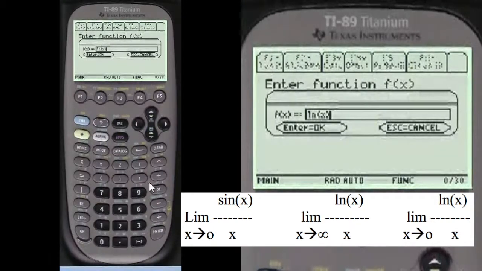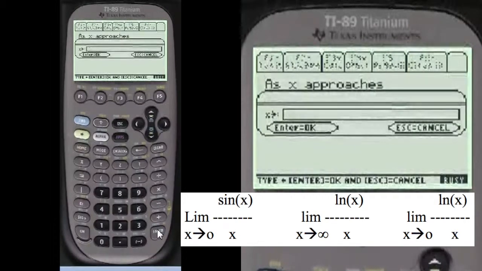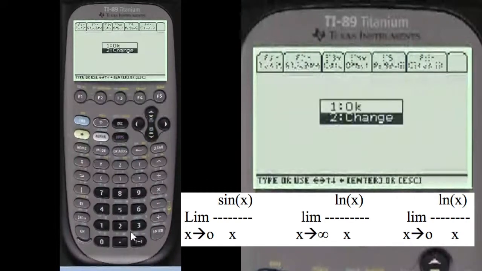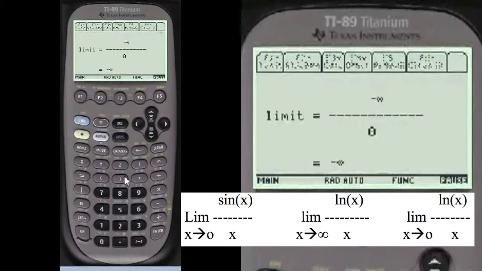x, close out the parentheses, divided by x as x approaches 0. Show you what you meant. We say it's okay. Now this one, the limit is negative infinity over 0 equals negative infinity. So this trick, we caught that trick too, and it's in my program.